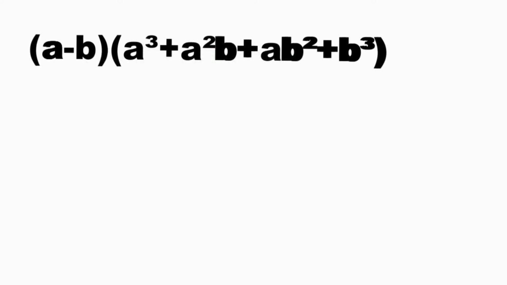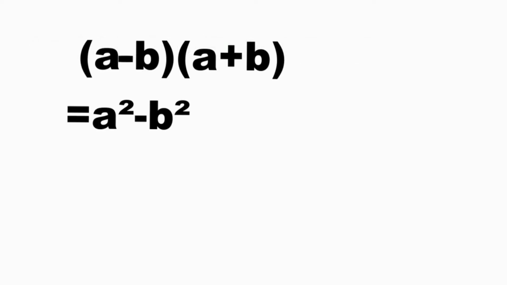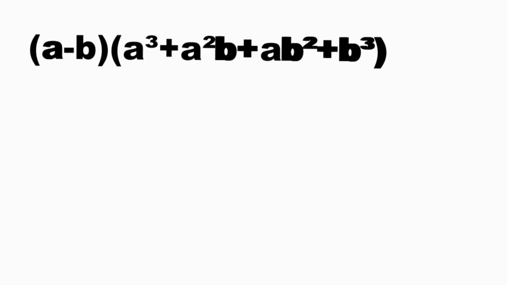So for the next, that is one, we have here a power of 2, an even number. The next one is quantity A minus B times A cubed plus A squared B plus A B squared plus B cubed.